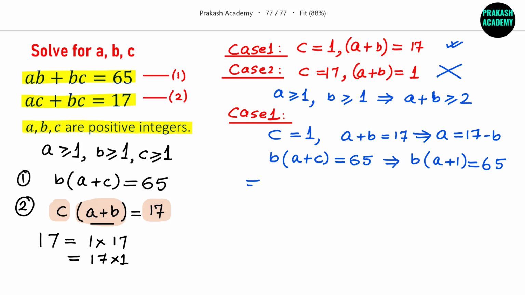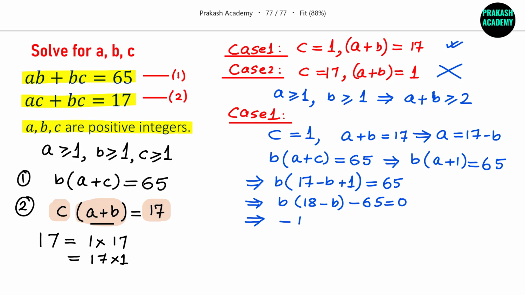So let us plug this value. I will have B times (17 minus B plus 1) equals 65. Next we can rewrite this as B times (18 minus B), and taking 65 to this side, this equals 0. So we can further rewrite this as minus B square plus 18B minus 65 equals 0. If you multiply by a negative sign, you get B square minus 18B plus 65 equals 0. So this is a quadratic equation. Now you can solve either using the formula or by factorizing. So let us factorize it.